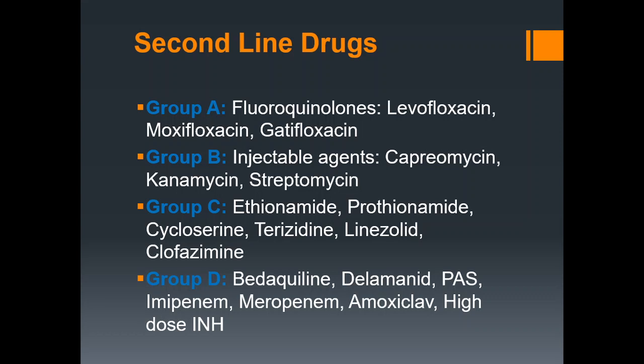The second line drugs, we have four groups of second line drugs. Group A contains the fluoroquinolones. Group B, the injectable ones like kanamycin and streptomycin. Group C, those of the old drugs, which are reserved for resistant cases: ethionamide, prothionamide, cycloserine. And group D, the new ones: bedaquiline, delamanid, the old drug PAS, and even the carbapenems, they have anti-TB activity, and these are reserved for drug-resistant tuberculosis.